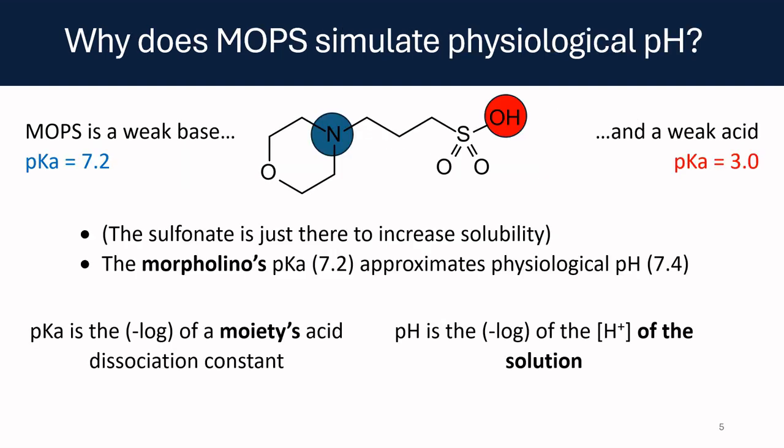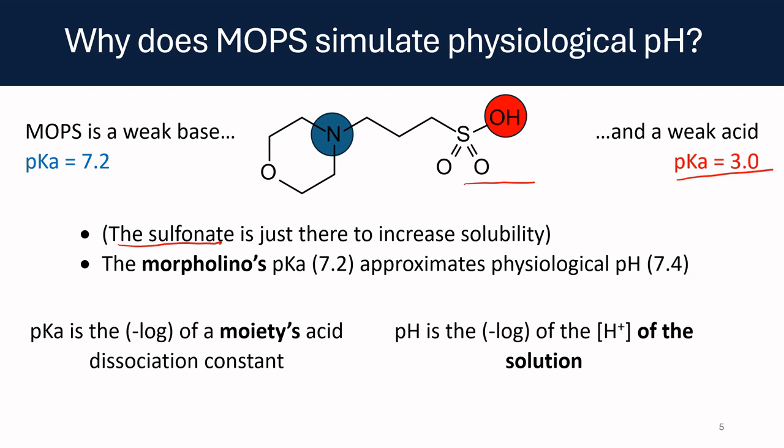Let's consider why MOPS is such a good biochemistry buffer, besides the fact that it's non-toxic. If we look at the molecule, it has two key functional groups. It has first a sulfonate over here, shown in red, and the sulfonate moiety or functional group is going to be moderately acidic. It has a pKa of 3.0.